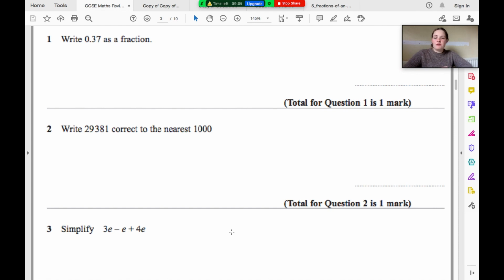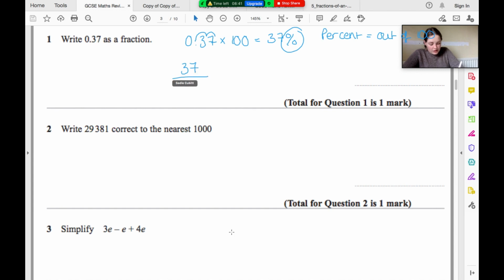Okay, so we have write 0.37 as a fraction. Now, again, before we write it as a fraction, let's do 0.37 times 100. Which is, we move the decimal point 2 places, 37%. Now, percent actually means out of 100. So what I would do is write 37 out of 100 like this. That's my fraction. And then what we would do is cancel it down.